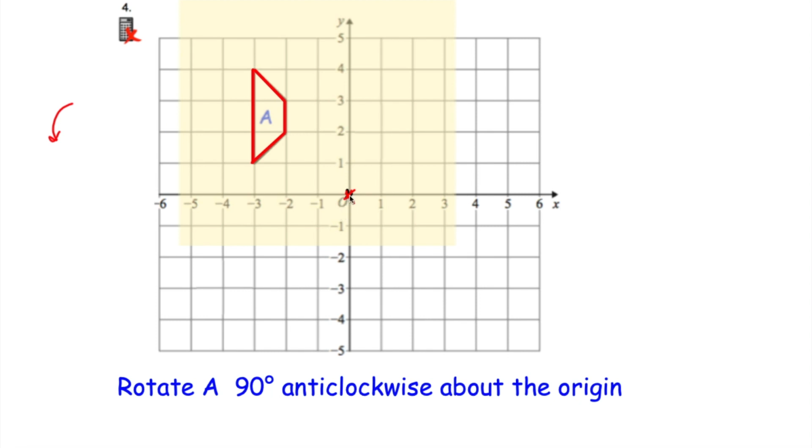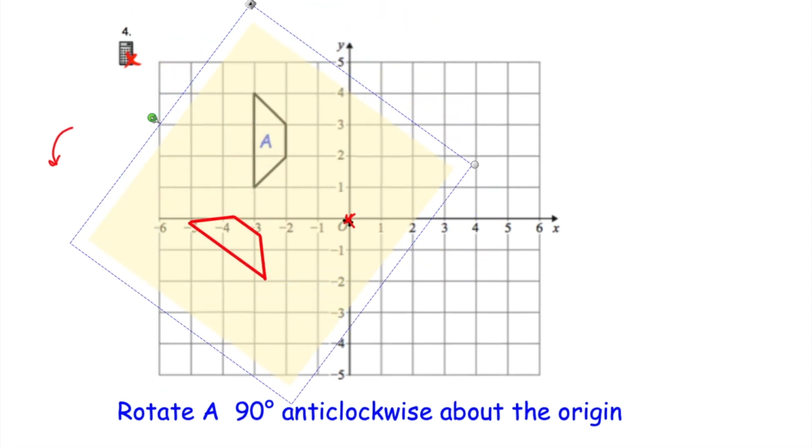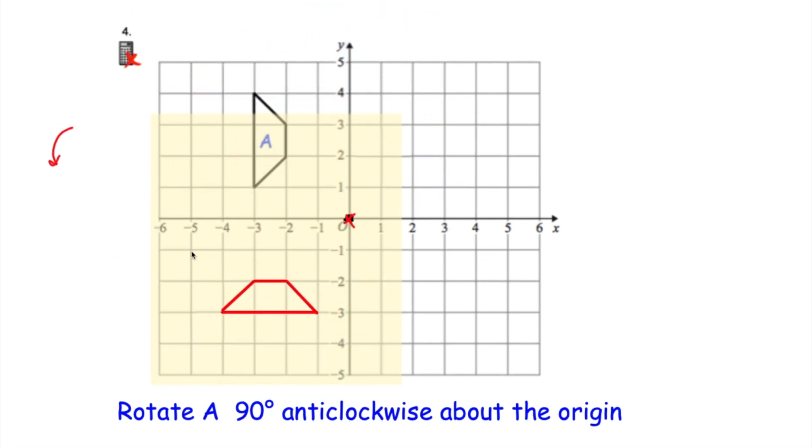Now we're going to rotate our tracing paper 90 degrees anti-clockwise about the origin. Let's put our pencil on top of where the center of rotation is and gently hold it there in place, and then rotate or spin the tracing paper 90 degrees anti-clockwise about that point. Whenever you do that, it should look something like this. As you can see, we've rotated our tracing paper 90 degrees anti-clockwise about the origin.